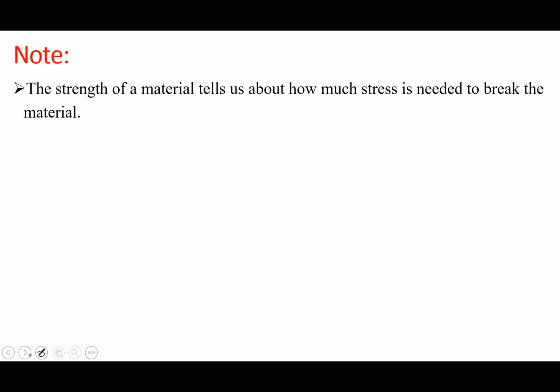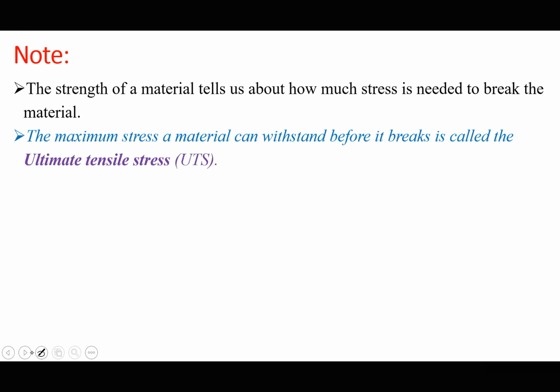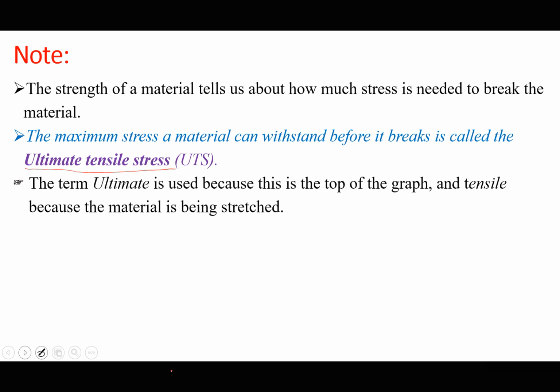So a few things we need to note before we wind up this. Note, the strength of a material tells us about how much stress is needed to break the material. The maximum stress a material can withstand before it breaks is the ultimate tensile stress. The term ultimate is used because it is the top of the graph. That's why I've been choosing the values on top of the graph from the previous example.